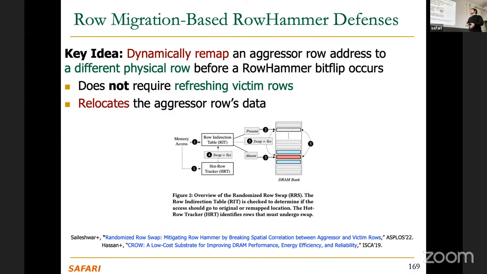So this is another class of defenses. The key idea here is to dynamically remap an aggressor row to a different physical row before a RowHammer bit flip appears.